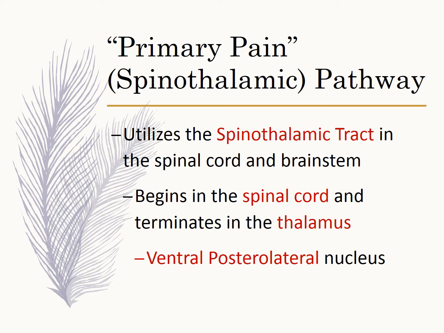So now let's talk about the primary pain pathway, the spinothalamic pathway, that is carrying pain information from the body to the conscious perception of pain in the brain. The primary pain pathway utilizes the spinothalamic tract in the spinal cord and brainstem. This tract begins in the spinal cord, runs through the brainstem, and terminates in the thalamus. It terminates in a nucleus of the thalamus called the ventral posterolateral nucleus, abbreviated VPL.